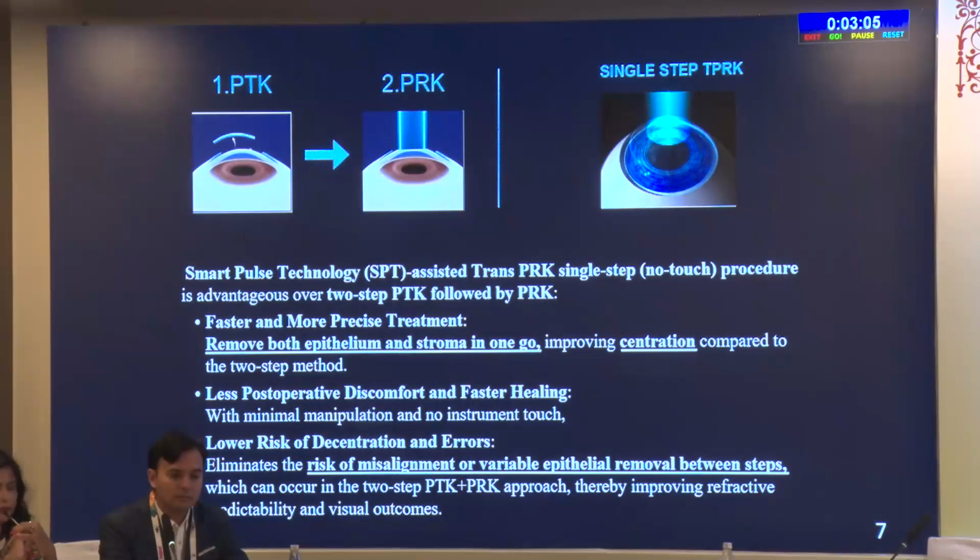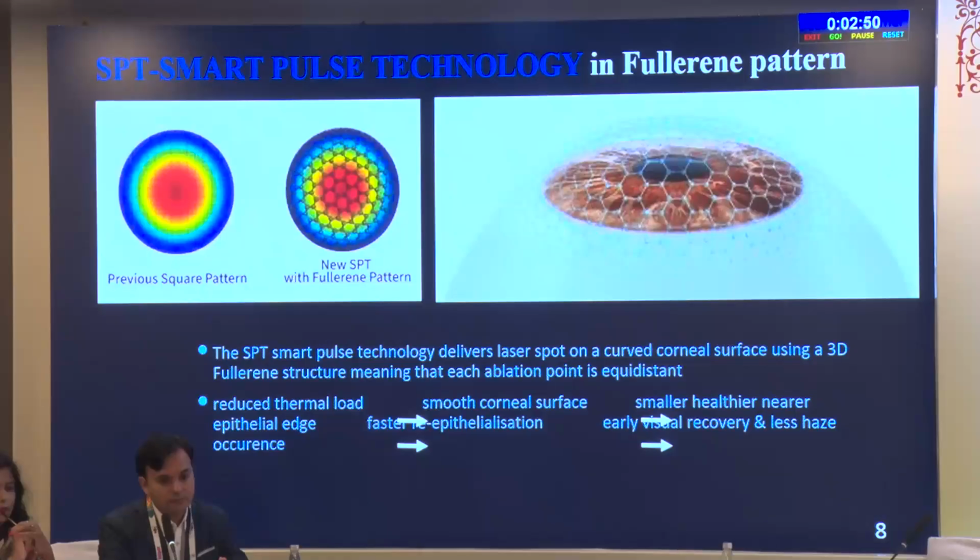And it's a single step. It is not a two-step procedure. It's all laser and a single-step procedure, and hence it lowers the risk of dehydration as well as decentration errors. So this Fuller-in technology also ensures a smooth corneal surface and a healthier, smaller epithelial edge and faster reepithelialization as well.